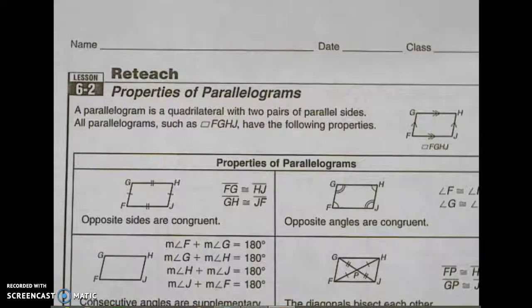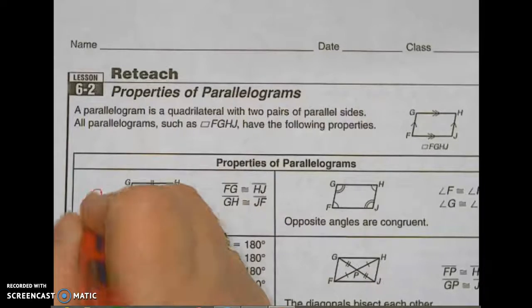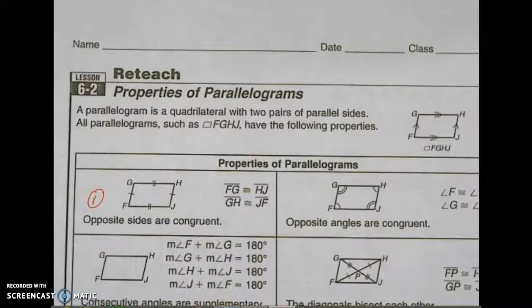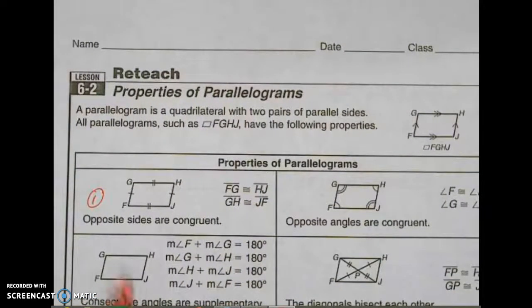Some of the properties of these parallelograms. I'm going to go ahead and label them. The first one is that opposite sides are congruent. I can show that with tick marks, that GF is congruent to HJ, and that GH is congruent to FJ. I can say it in words with a congruent symbol.